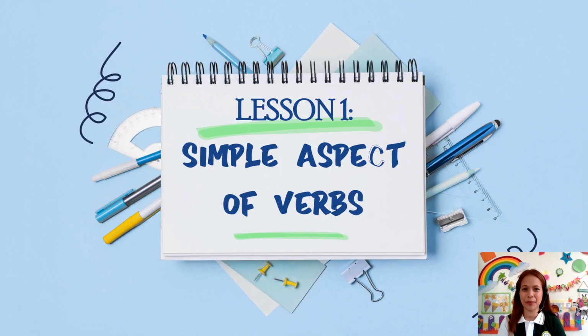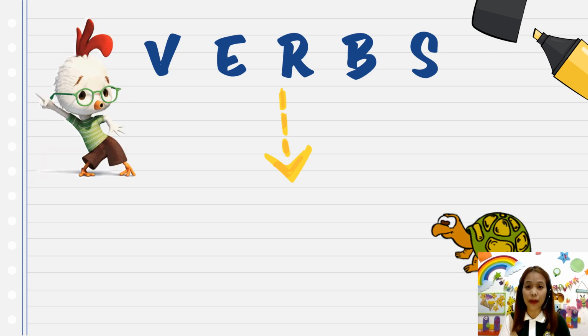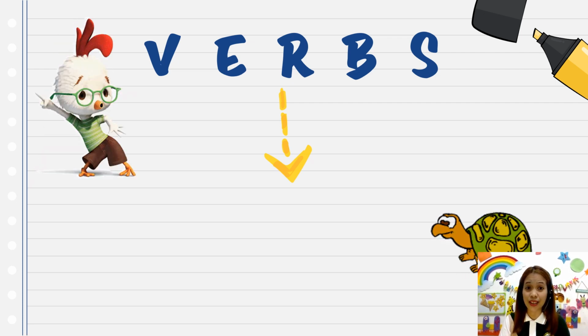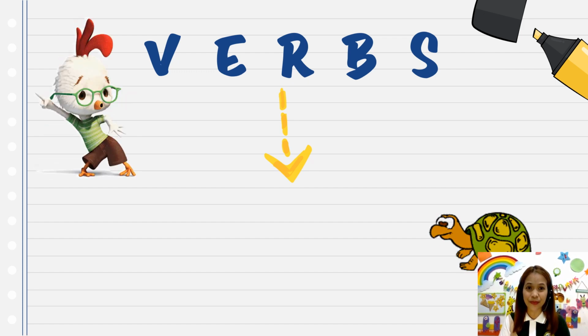All right, if you are all settled down, let's proceed to our lesson for today. Today we will talk about the simple aspect of verbs. I know all of you are familiar with verbs because you've been learning them since you were in grade 1 with your teacher, right? Okay, let's recite together what is a verb.